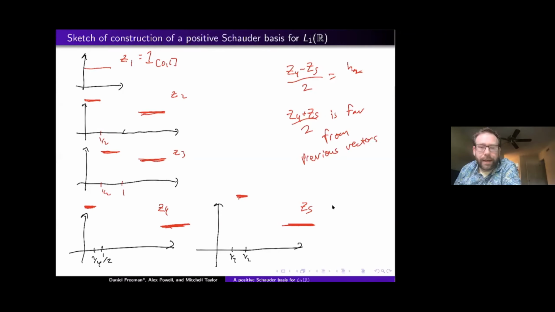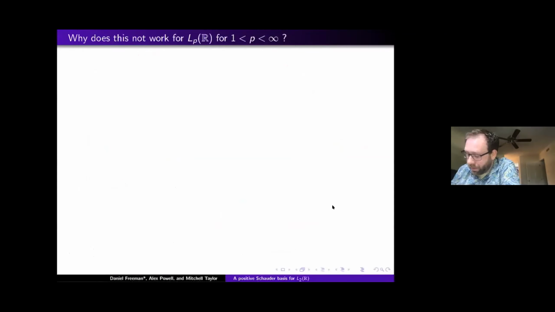Okay, so that's the idea, that you inductively build a basis by splitting up Haar vectors into two parts and adding on a disjoint piece. And it works out. Obviously, I haven't proved anything. So in their paper, they prove that this will actually build a basis. And so the first thing you might consider is, why does this only work in L1? So they're smart guys. They would have checked, why doesn't this work for other p?